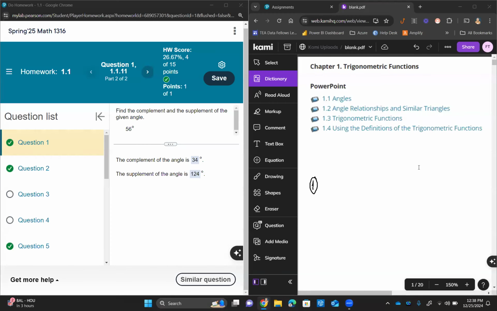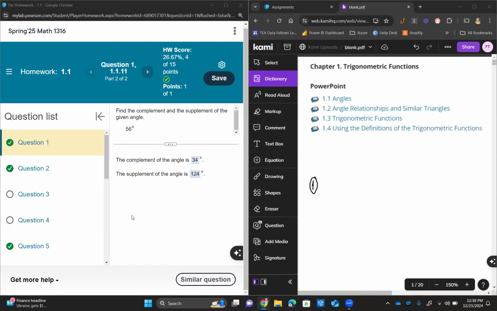In Math 13-16 class, the first chapter is called Trigonometric Functions, and it has 4 different lessons. We're going to start today with 1.1, and it's called Angles. I'm going to model some examples from the first homework assignment.